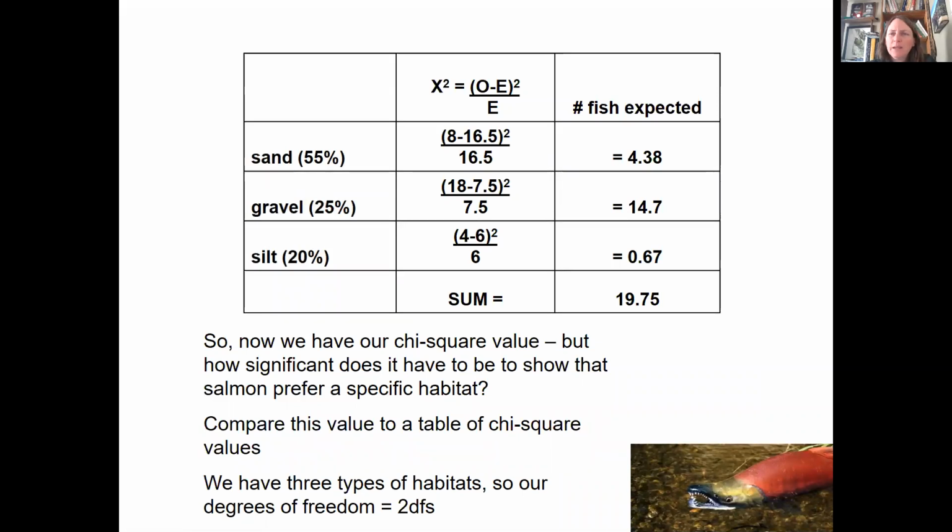And so now we have to deal with, what do we do with these chi-square values? So how significant or how big does this chi-square value have to be to show us that the observed value is different from the expected value? That's the real crux of this test. And so we actually need a table of chi-square values to compare to.